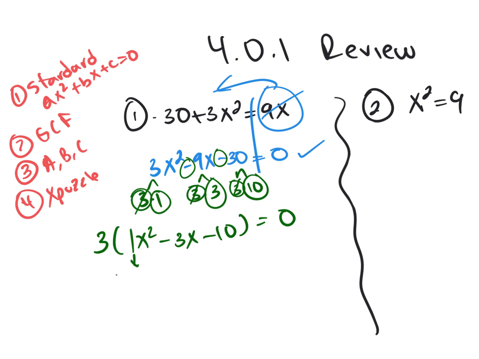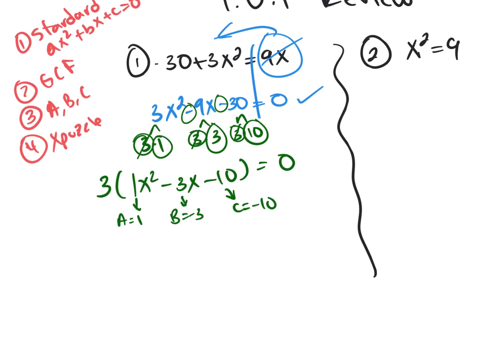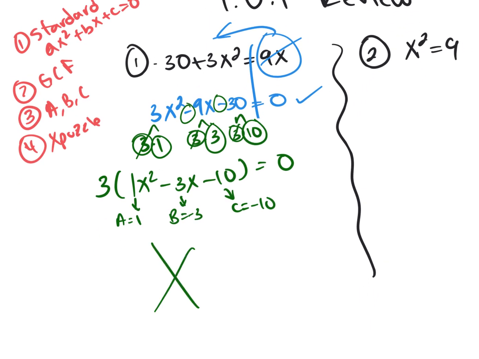Now, using what's inside of my parentheses, I have A, B, C. For the X puzzle, on top of it, we have the addic. Addic is A times C. On the bottom, we have the basement. Basement is negative 3. And then we have to find the two numbers. When you multiply these numbers, you get negative 10. But when you add them, you get negative 3.